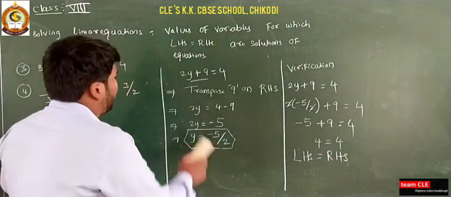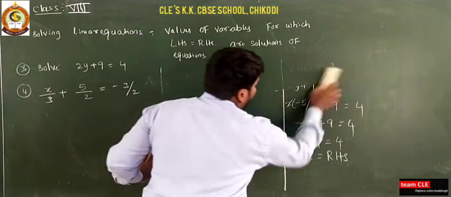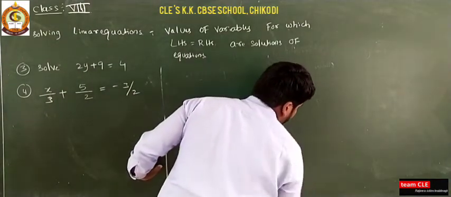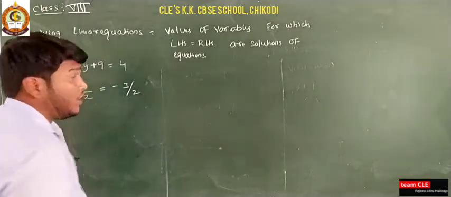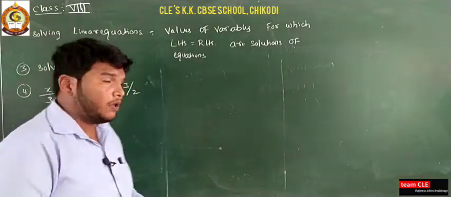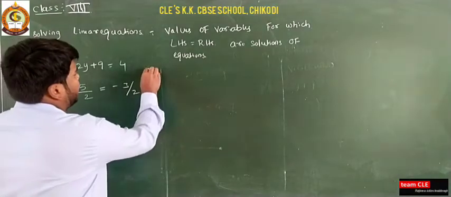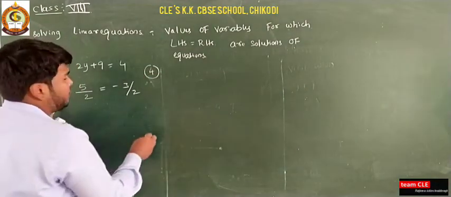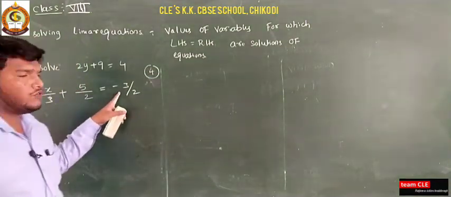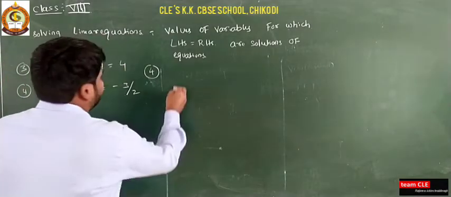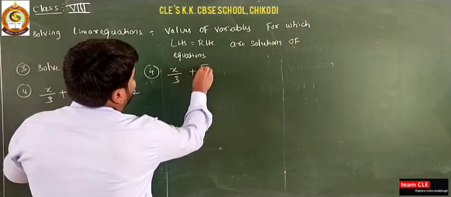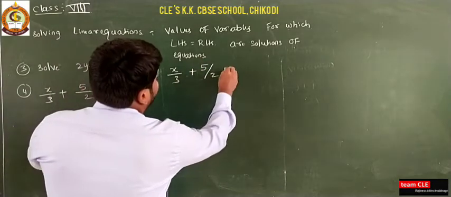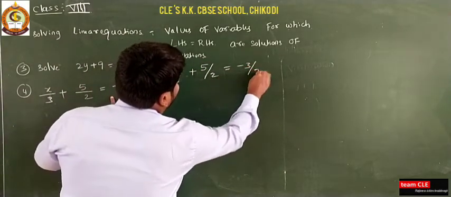Okay, so now comes one more problem. What is that problem? That is the transposing method. Usually we use the transpose method while solving a linear equation in one variable. That is the second one, that is the fourth example. Write x by 3 plus 5 by 2, which is equal to minus 3 by 2. First write this given thing: x by 3 plus 5 by 2, which is equal to minus 3 by 2.